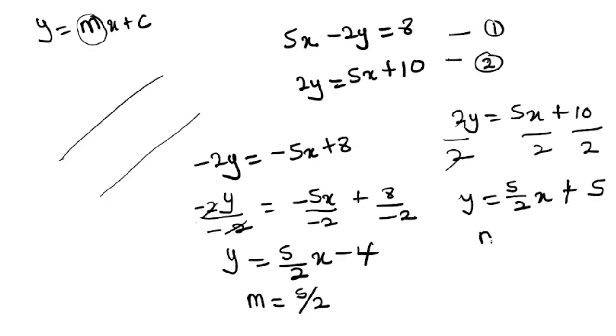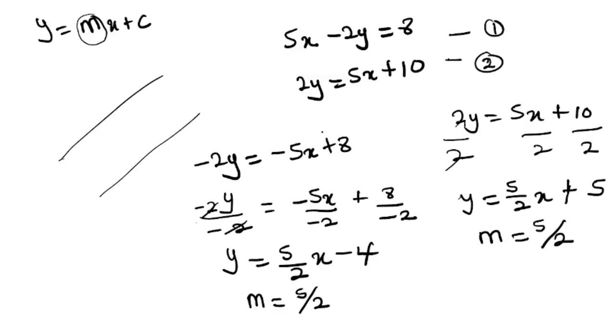What will be the gradient here? 5 over 2. So you see, for these two lines, they have the same gradient. If two lines have the same gradient, we say that the two lines are parallel. Whenever two lines have the same gradient, not the negative of the other one, no, the same one. If they are all negative, they are all negative. If they are all positive, they are all positive. So if they have the same gradient, then we say they are parallel.